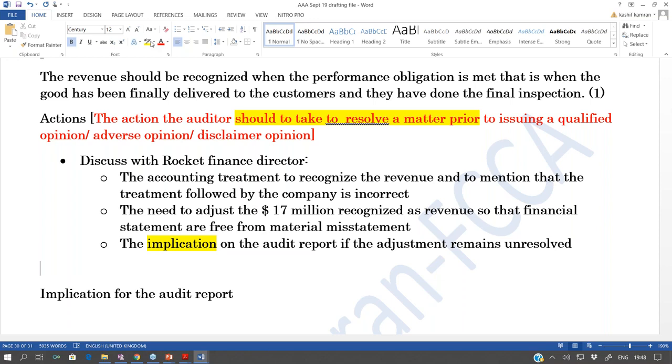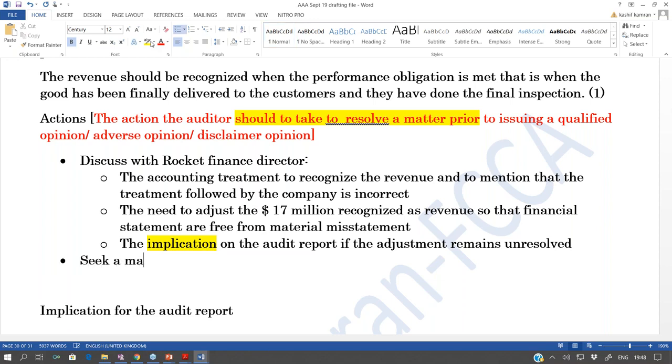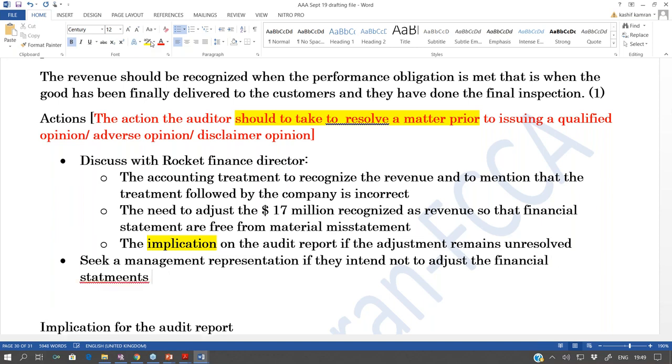Then next, seek a management representation if they intend not to adjust the financial statements. If the finance director tells you that I'm not adjusting the financial statements, then ask him to give you a representation that you are not adjusting the financial statements, so that you have security in front of the shareholders.